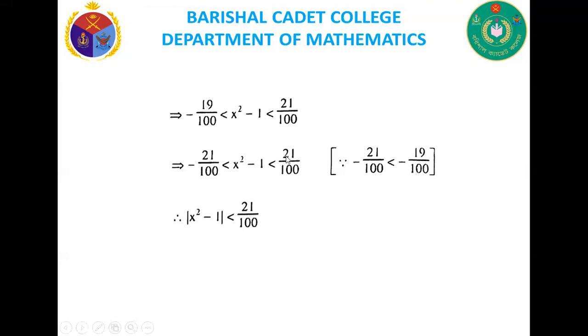So again applying the property of the absolute value sign, that is, if minus alpha is less than x less than alpha, then modulus of x is less than alpha. Applying that formula, we finally write modulus of x square minus 1 less than 21 divided by 100. So proved. Dear cadets, this problem is very important for you. You should practice this problem more and more.